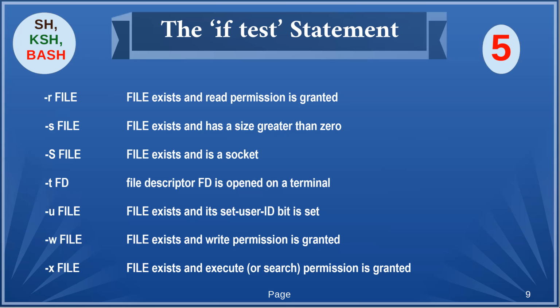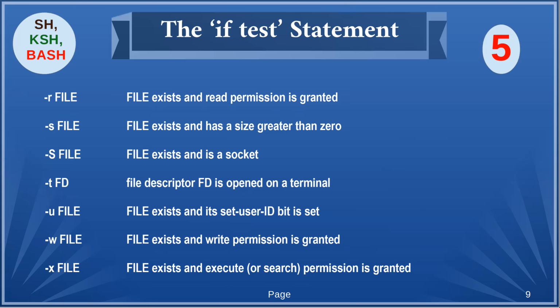-S, uppercase S, is if the file exists and is a socket. And -t is for a file descriptor. Every file, when you open it, has a file descriptor, whether it's standard in, standard output, or standard error. File descriptors read and write from standard input, standard output, and standard error. 0 is standard in, 1 is standard out, and 2 is standard error.